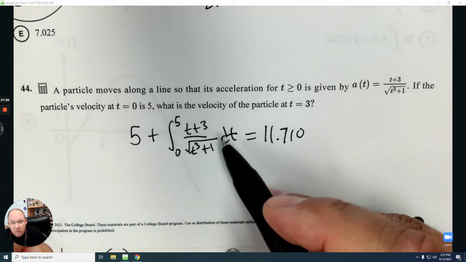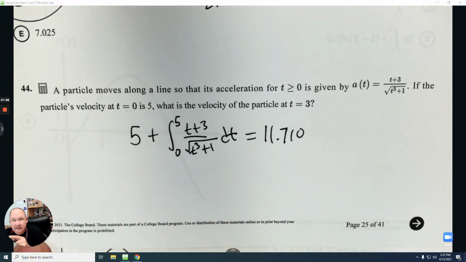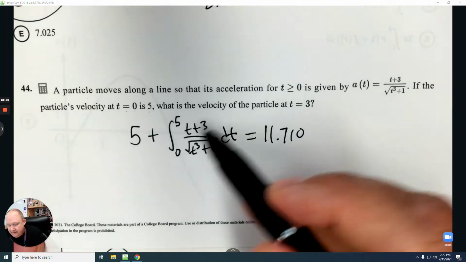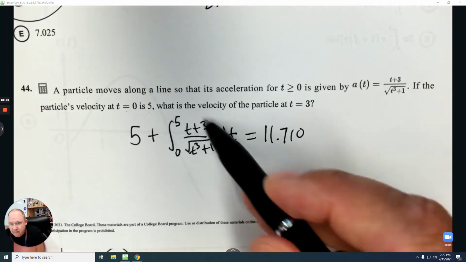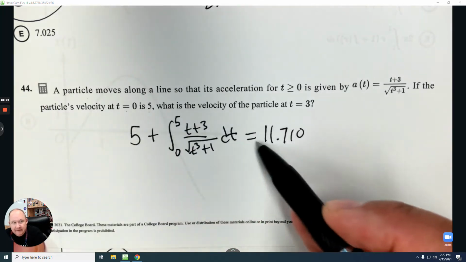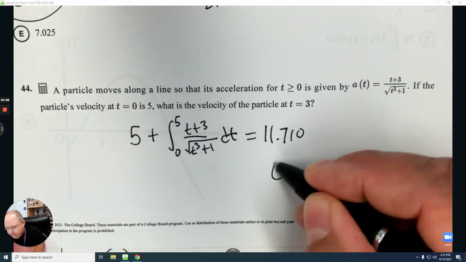So practice typing that in. Make sure you know where your buttons are in your calculator. If you press control and the divide sign, you can get a fraction. Type it in. Know where the radical button is. Just take your time typing all this in and make sure you get the right answer.